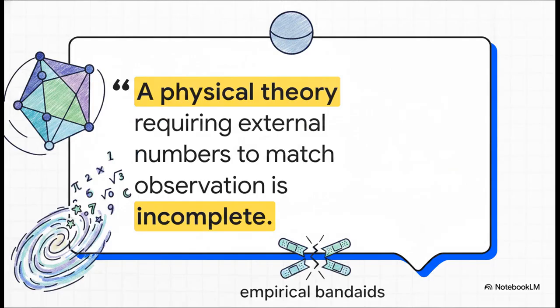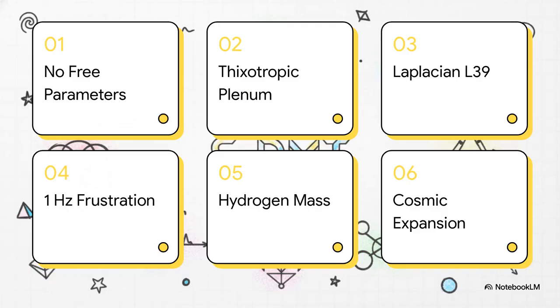As the quote says, a physical theory requiring external numbers to match observation is inherently incomplete. We have to approach this objectively. Think about it. A universe with no external creator, no embedding space, and no boundary inherently has absolutely zero choice in its constants. If we're building a complete ontological derivation of physical reality, it has to be mathematically inescapable. No empirical band-aids, no arbitrarily tuned dials. So here is the roadmap for this explainer. We'll trace the deductive proof starting from a singular topological axiom, move through the mechanics of the fluid, derive the 1 Hz frequency and atomic mass, and finally, mathematically resolve cosmic expansion.